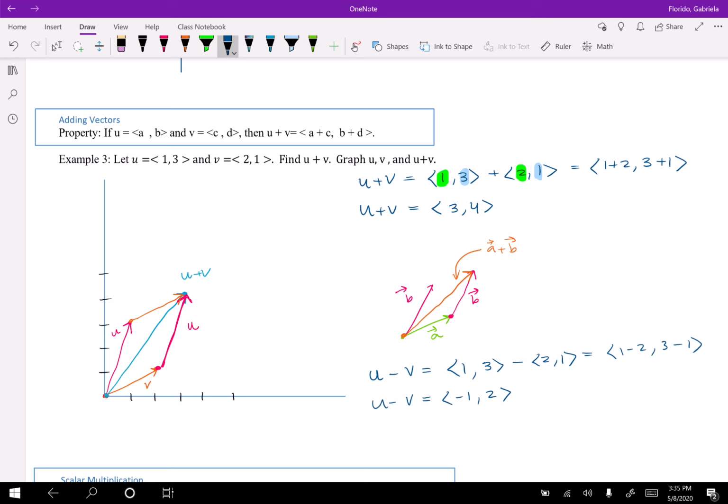Graphically, this would be a little bit different. If we had vector A here, and we have vector B here, then vector B minus A would actually be this vector that's created in between them. So this would be vector B minus vector A. Again, this is a graphical representation of what the vectors are actually doing.